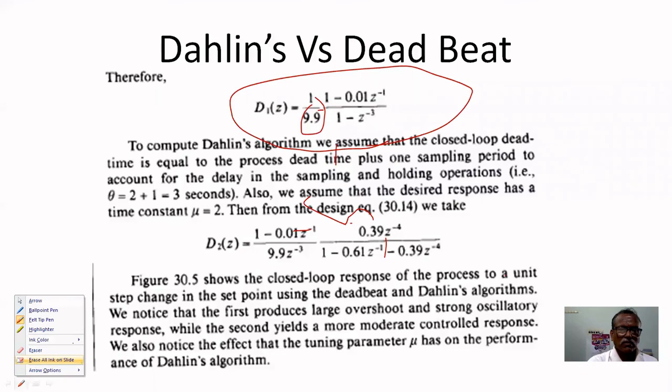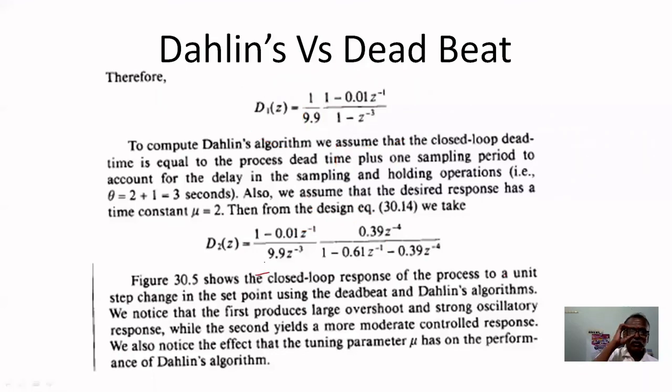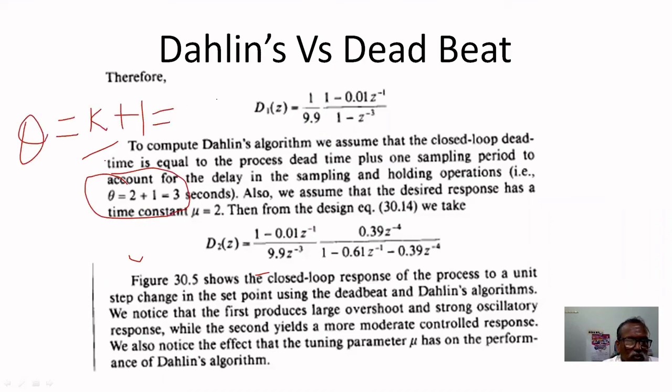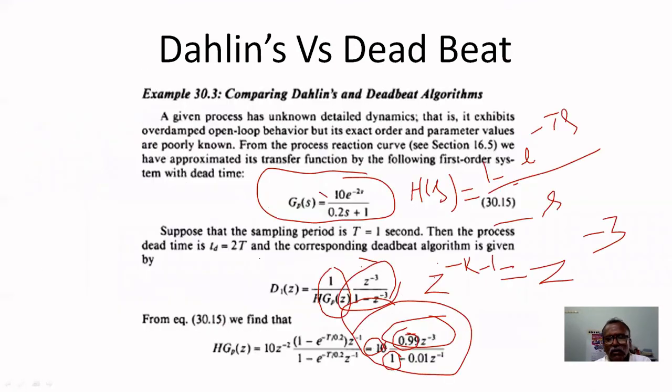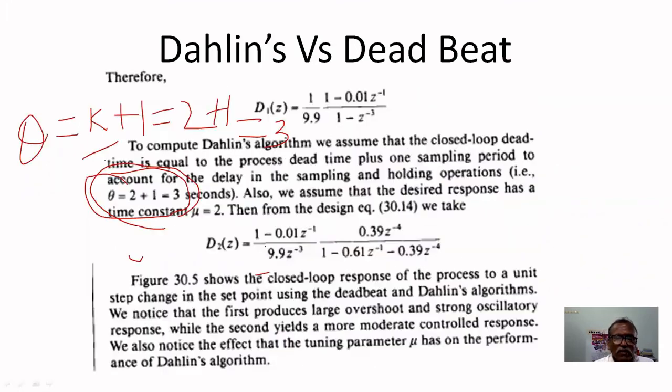Then if we design a Dhalin's controller, we assume that theta equals 3, because the dead time is 2. Already we have assumed that theta must be equal to the dead time plus one sampling period. Therefore, theta equals 2 plus 1, equal to 3. In d of z, you have to substitute theta equal to 3, and mu we have to select. The open loop time constant is 0.2. You can choose any value, even less than 0.1.